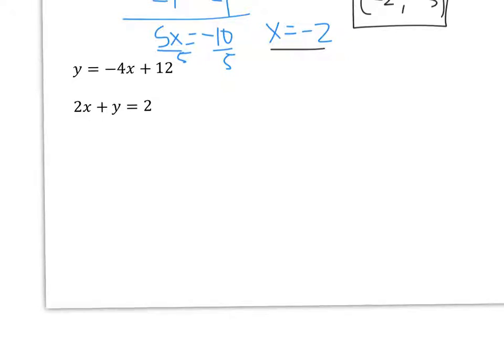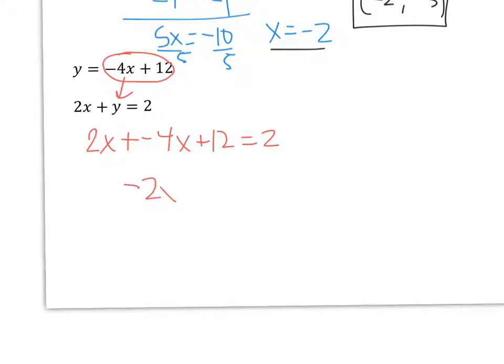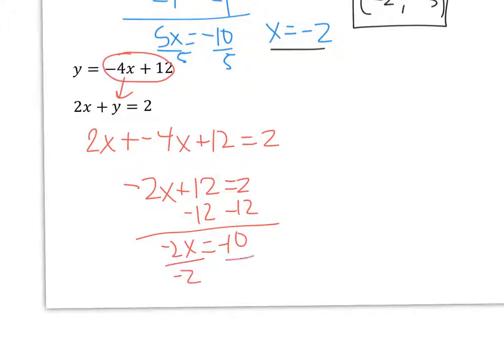So I see y equals negative 4x plus 12, and I'll substitute that in where I see y in the second equation. So I have 2x plus negative 4x plus 12 equals 2. And 2x plus negative 4x is negative 2x plus 12 equals 2. Subtract 12 from both sides. Negative 2x equals negative 10. Divide by negative 2, so x equals 5.